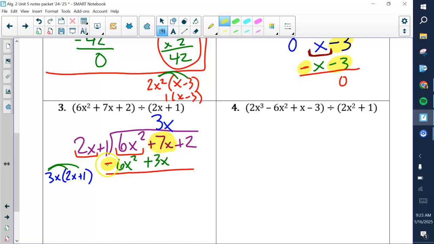7x minus 3x. And the reason I'm highlighting these is because people will forget that you are subtracting each time, and it's easy to make a mistake with our signs here. Okay? 7x minus 3x is 4x, and then I bring down my 2.